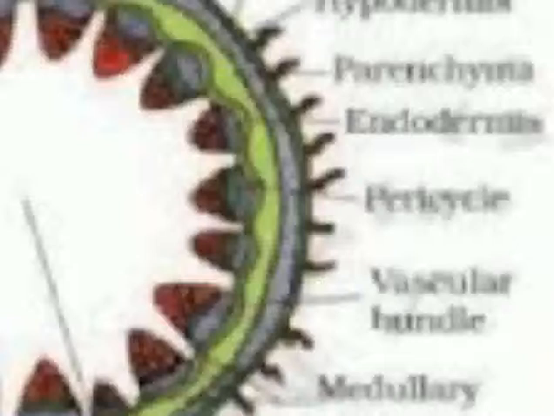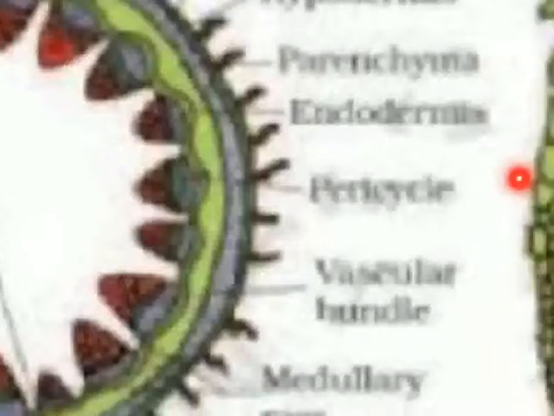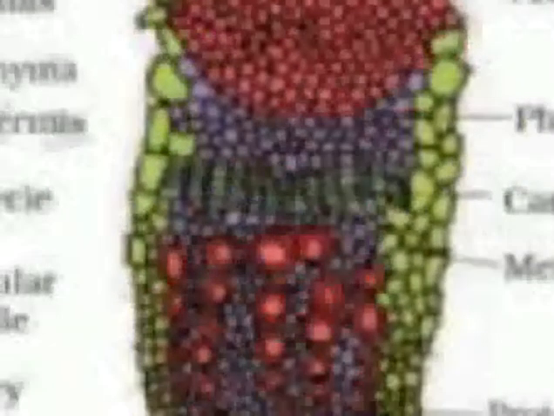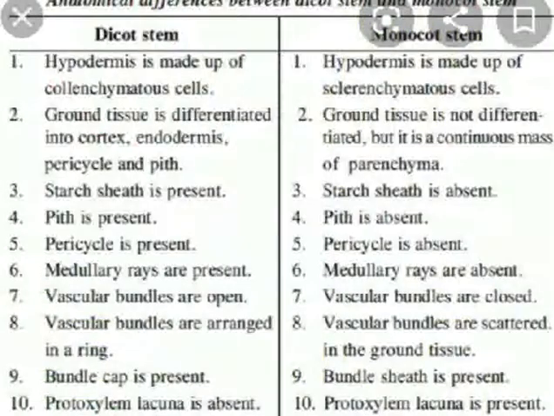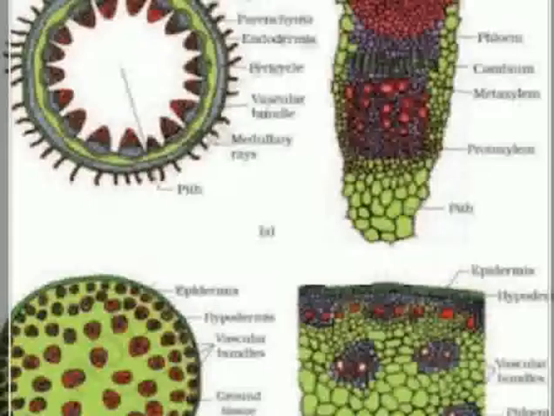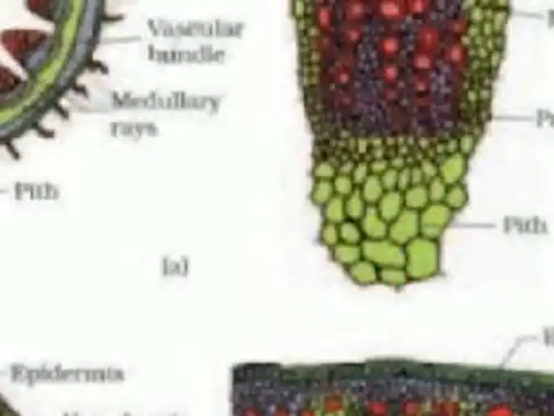The pericycle is present on the outer side of the endodermis and above the phloem in the form of semi-lunar patches of sclerenchyma, as you can very clearly see in this figure. Now, I am talking about what comes after the endodermis.